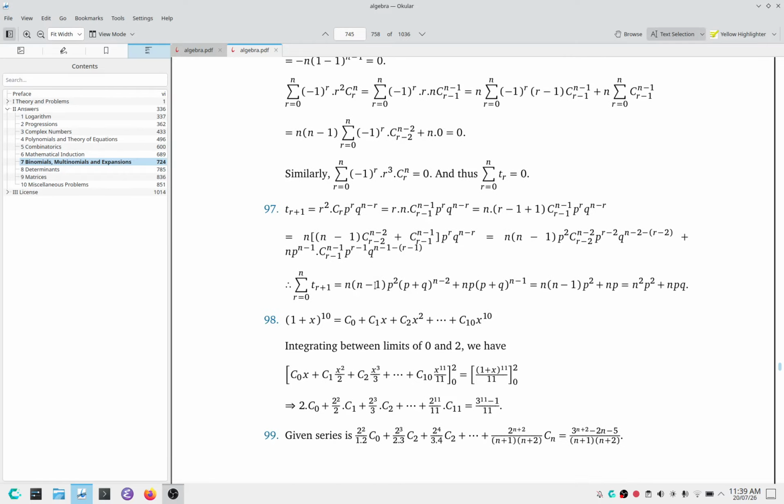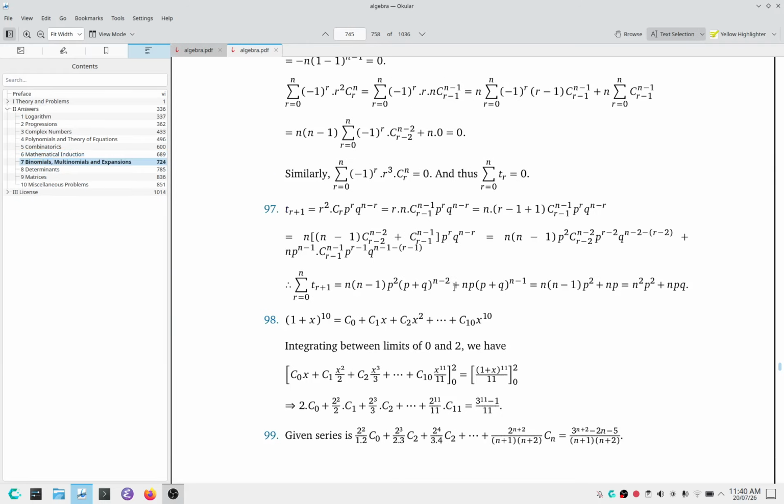So this essentially becomes sigma t r plus 1 becomes n times n minus 1 p square (p plus q) to the power n minus 2 plus np (p plus q) to the power n minus 1, which is equal to n into n minus 1 times p square plus np, which is equal to n square p square plus np. There should be q here. Okay. So there may be some typing mistake here. So please adjust your answer accordingly.